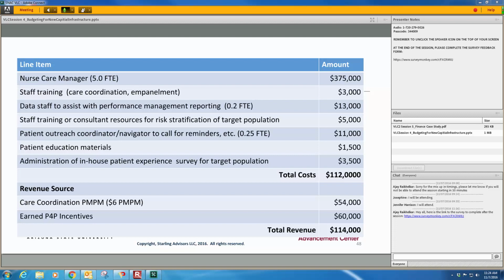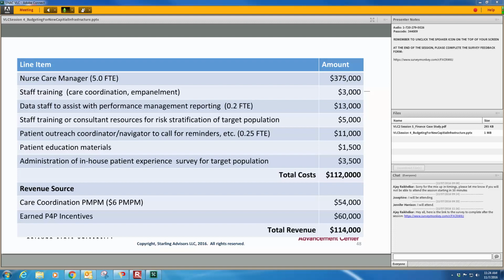A patient outreach coordinator or navigator to help the nurse care manager with things like callbacks and other types of support. It might be important with this patient population, depending on what the intervention model is, to make sure that there are some patient education materials. And then some administration of an in-house patient experience survey for this particular patient population. In this example, we have that total cost, if you assume that the top is 1 FTE and not 5 FTEs, the total cost of $112,000.